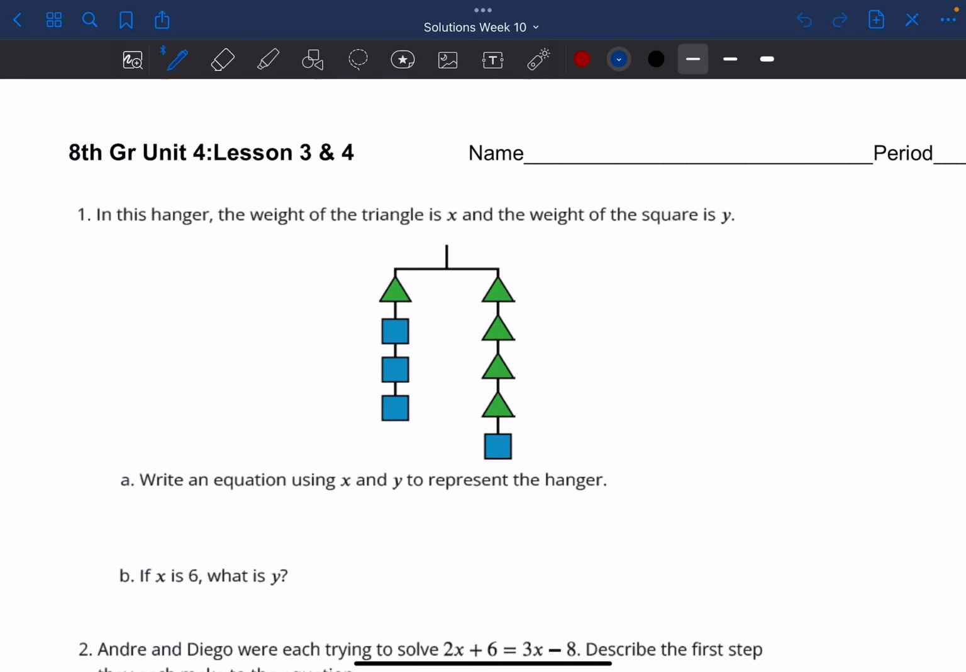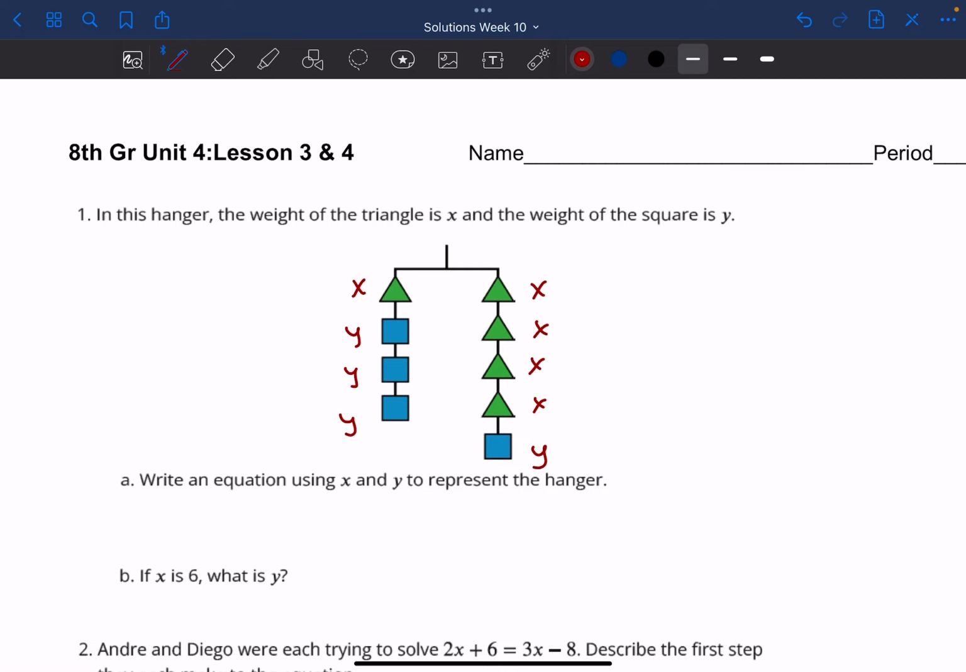In this hanger, the weight of the triangle is x, and the weight of the square is y. So I'm going to say the triangle is x and the square is y, which means we're just going to label each of these and see how many we have on each side. Now, they're asking us to write an equation using x and y to represent the hanger.